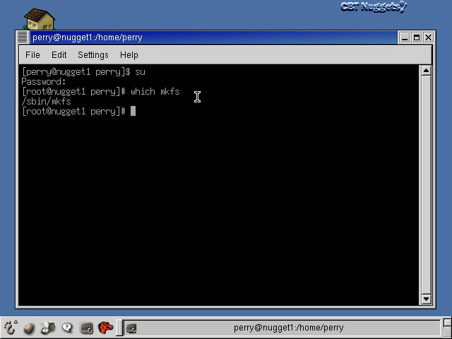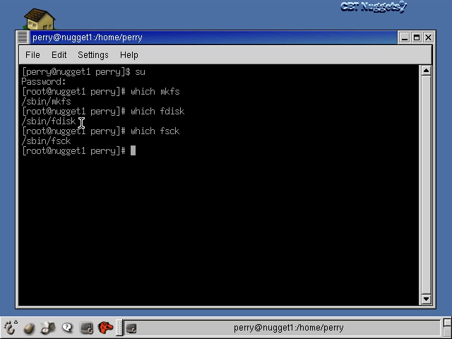So you can see the mkfs utility is in my path. It found it in the /sbin directory. Okay, and you'll see the fdisk command and the fsck commands. They're also in the /sbin directory. Now first note that this is not the /usr/sbin directory that we've seen before for other system administration utilities. It's just plain old /sbin.